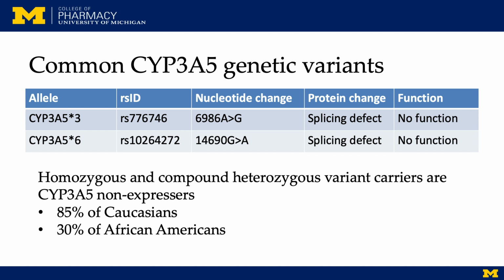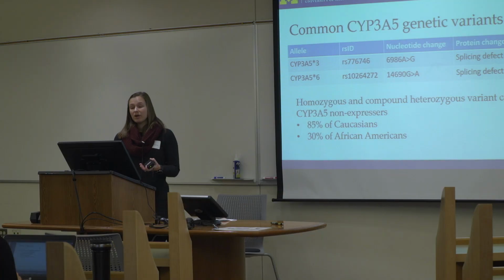And when patients are homozygous or compound heterozygous for these variants, they're CYP3A5 non-expressors, and that's really the phenotype that we're interested in. If a patient carries a wild-type allele, then they're a CYP3A5 expressor. And so we were able to identify that MGI would be able to give us the clinical data that we would need to categorize our patients into our phenotype groups of interest.